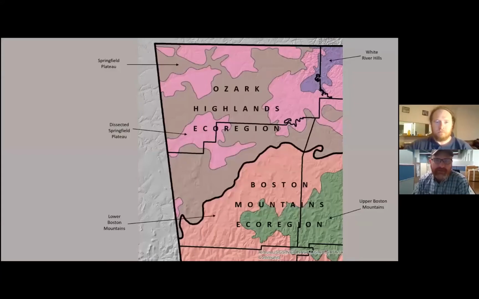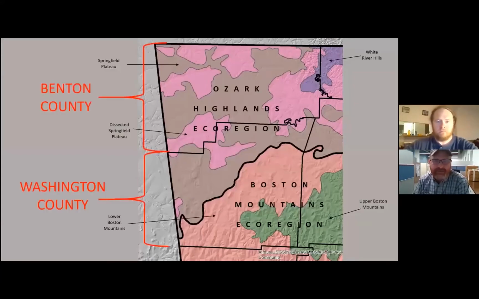Northwest Arkansas, and in particular 2 counties, Benton and Washington, the 2 northwesternmost counties of the state, is one of the fastest developing regions in the country. For the last 10 years, they've been adding on average about 1,000 people per month to this region. It's in the Ozark Highlands. And in particular, we're going to tell you about two ecoregions in that area, the Springfield Plateau and the dissected Springfield Plateau. Next slide.